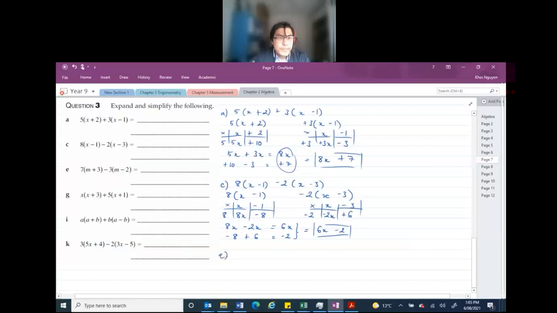With E, we have 7 bracket m plus 3 minus 3 brackets m minus 2. Okay, so first bracket, 7 brackets m plus 3. Second one, we've got negative 3 brackets m minus 2.